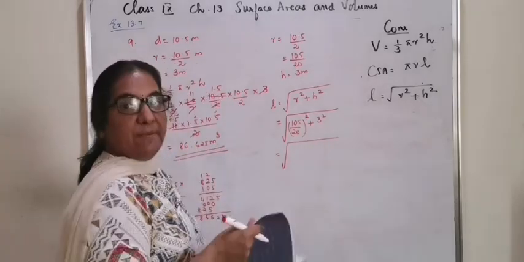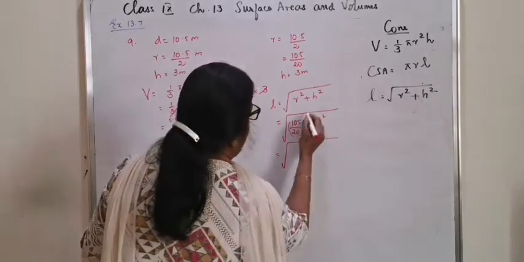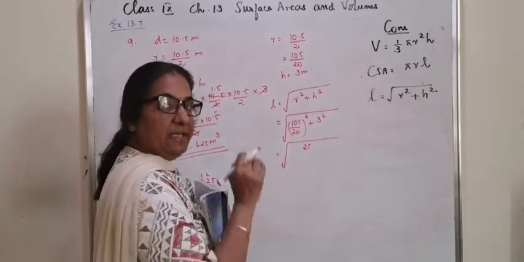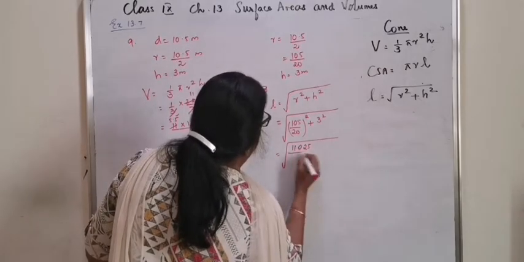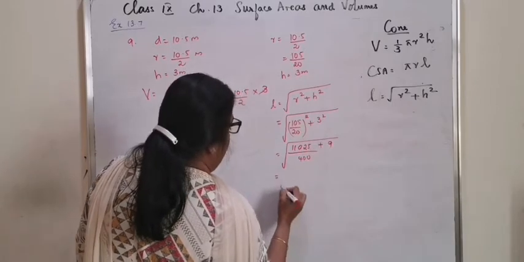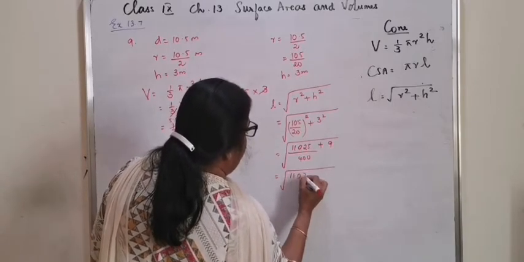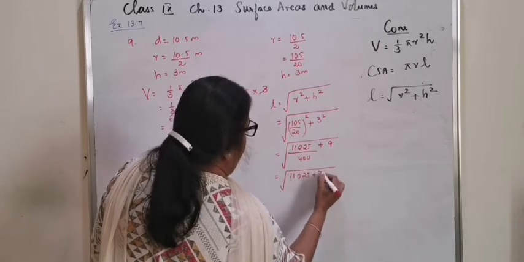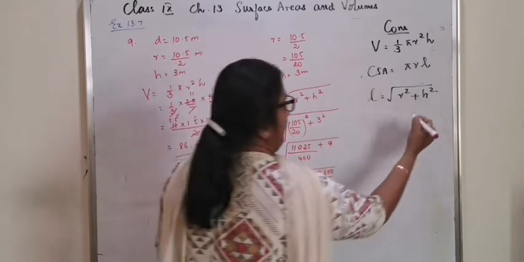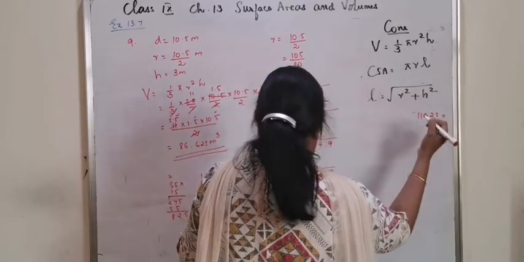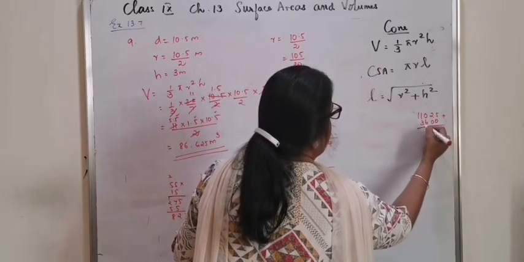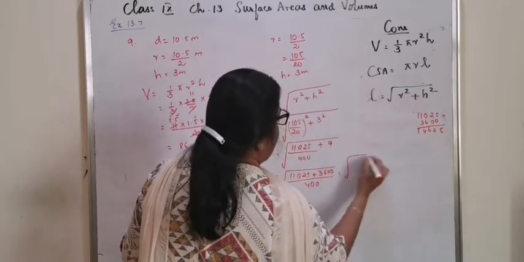Square root of, the easy method of finding 105 the whole square: 5 square is 25, and the next whole number to 10 is 11, so 10 into 11 is 110. So it is 11,025 by 400 plus 3 square is 9, with LCM 400, 9 into 400 is 3,600. So 11,025 plus 3,600 is 14,625 by 400. Square root of 14,625 by 400.